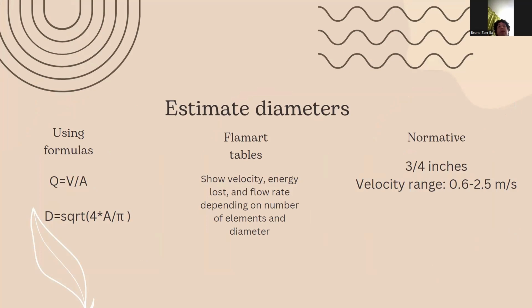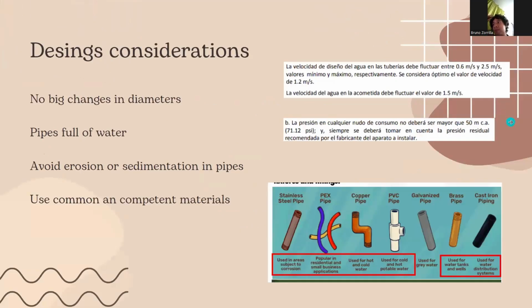We have the Flamant tables when we need to know the amount of elements that we have, and we need to know the diameter of the pipe. And we can get the flow rate, we can also get the velocity, and we can get the losses. And in the regulations, we have different criteria: the pipe needs to be more than 3/4 of an inch, and the velocity needs to be between 0.6 and 2.5 meters per second.